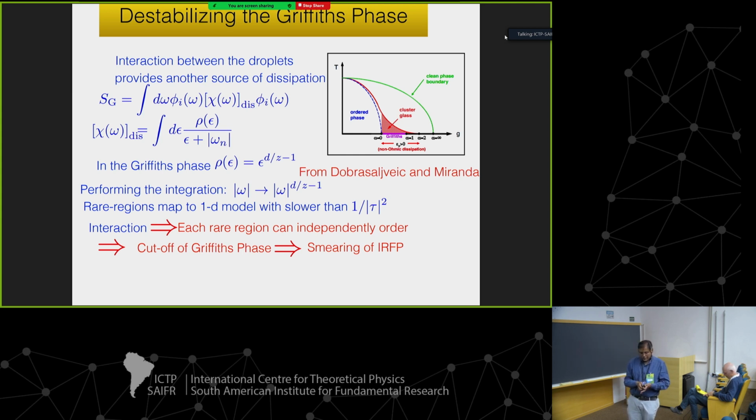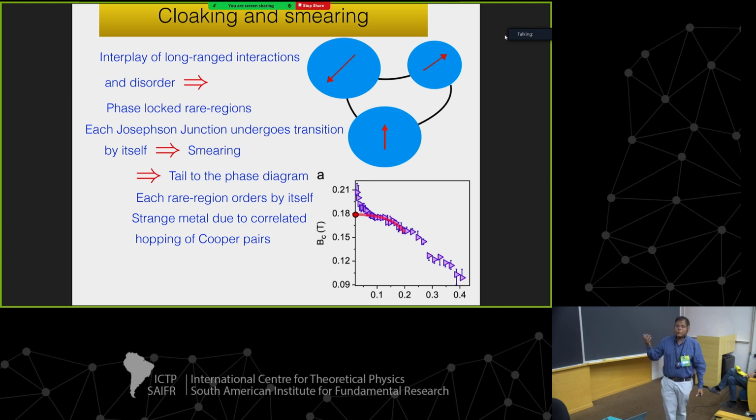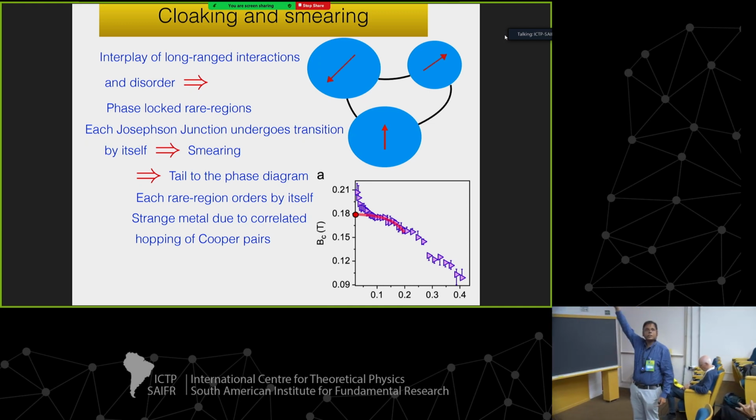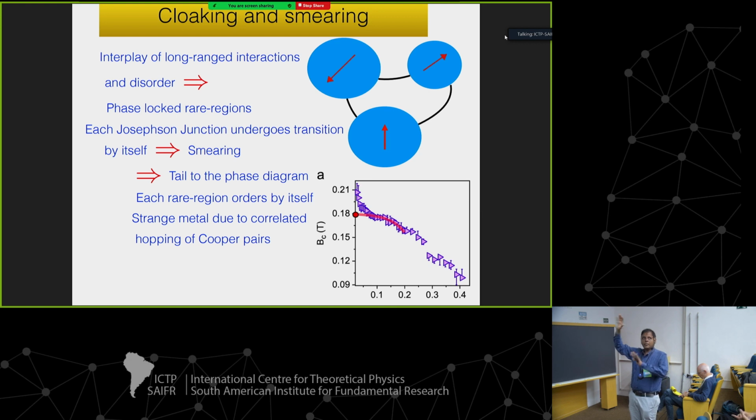So that's the sort of idea we have: long-range interactions come in to give you another source of dissipation. This additional source of dissipation essentially ends up smearing the infinite randomness fixed point. Each of these regions essentially phase locks. They sit there, and then there is a tunneling of the Cooper pairs from one to the other, and that's probably what gives an anomalous metal phase in these models. This is just something I threw out there.